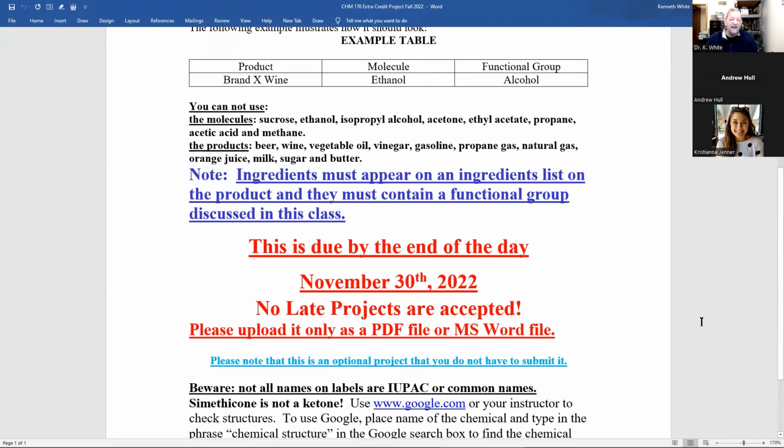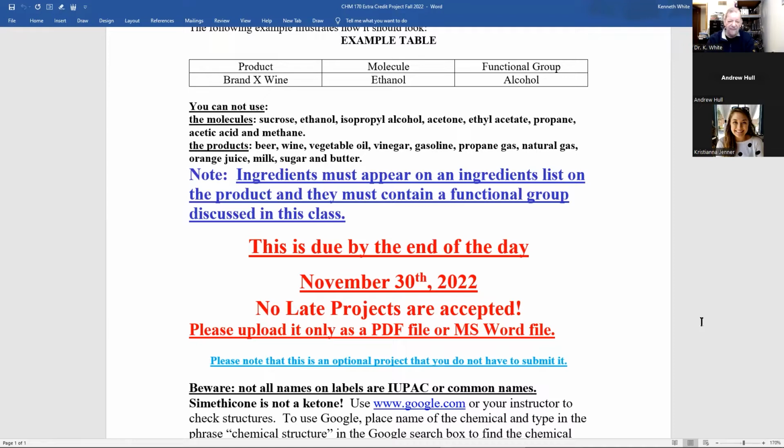Now, to make it interesting, you cannot use the molecules sucrose, ethanol, isopropyl alcohol, acetone, ethyl acetate, propane, acetic acid, and methane. Any other molecules fair game. Now, you can't use the following products: beer, wine, vegetable oil, vinegar, gasoline, propane gas, natural gas, orange juice, milk, sugar, and butter. Everything else is fair game.